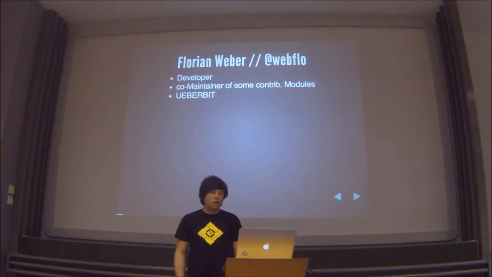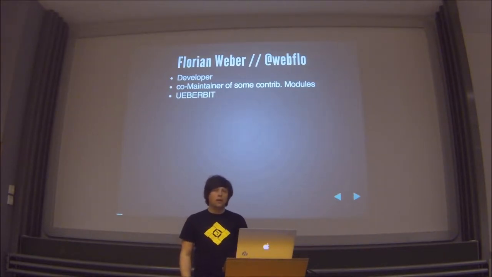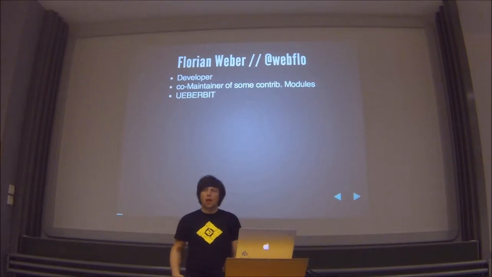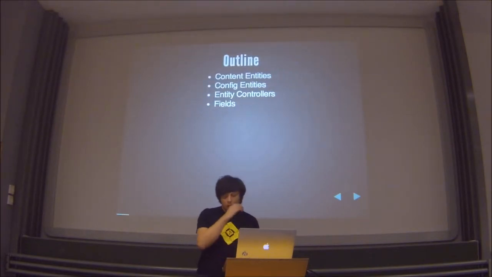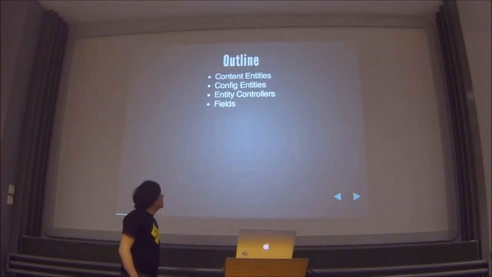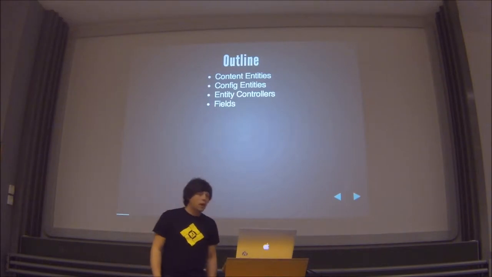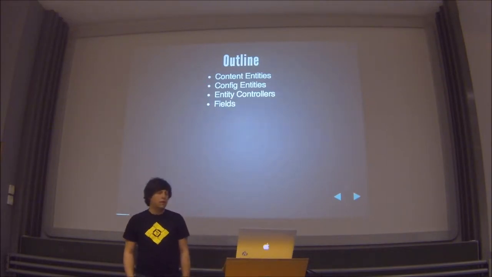So I have a lot of examples. It's an introduction about entities and pairs. It doesn't cover everything in this session, and mainly not how to write your own entity types. It's how to work with existing entity types and how to work with fields. There's the outline. We talk about content entities, config entities, entity controllers in core, and their fields.